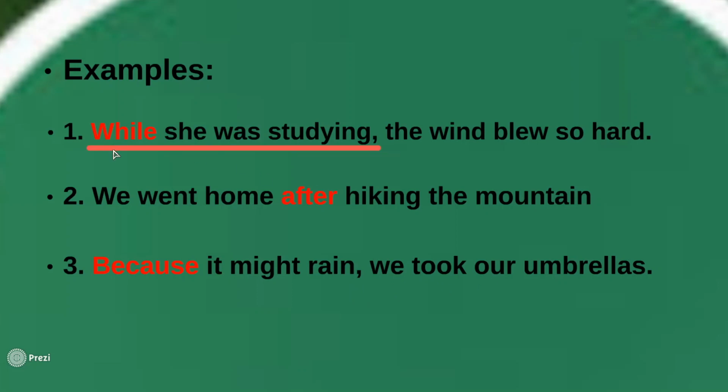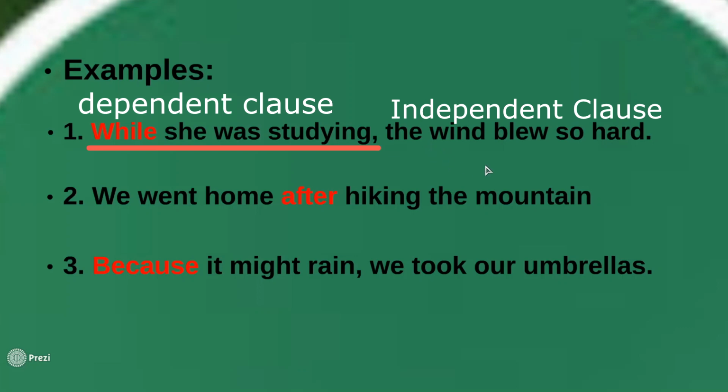So here in number 1, you can see while. Again, this is a subordinating conjunction. And with a subordinating conjunction, you can find a dependent clause. So while she was studying, that's a dependent clause. Now here, the rest of the sentence is what we call an independent clause. I repeat, this is an independent clause and we're going to use a double underline. So we're going to underline it twice. The wind blew so hard. Now let's read this. The wind blew so hard. Can it stand alone? Yes, it can stand alone. So we can cover while she was studying, the wind blew so hard.